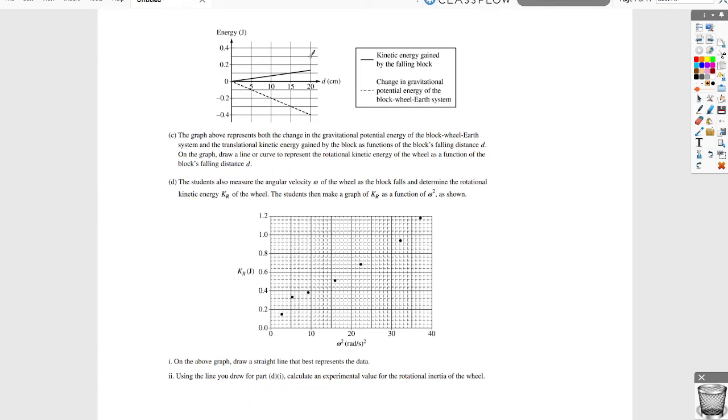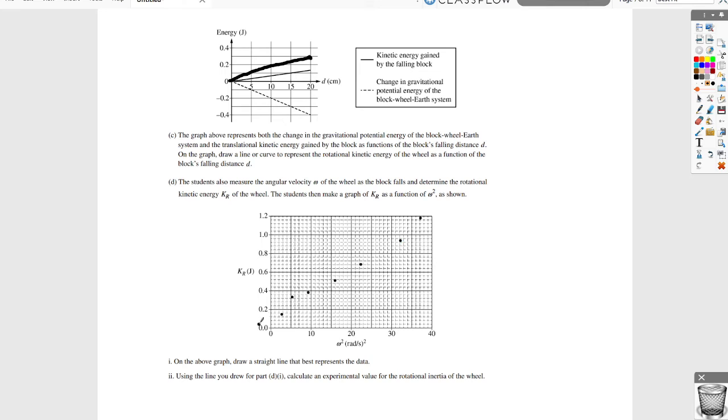So the rotational kinetic energy will be something like right here, and we'd have to draw a line, which I'm going to ultimately fail, but I'm going to try. Something like that. That actually went a lot better than I thought. Just make sure the two things that you drew add up to this bottom one right here. The students measure the angular velocity of the wheel as a function of time following distance d, and draw the rotational kinetic energy K_R of the wheel, as shown below. Draw a straight line that best fits the data.